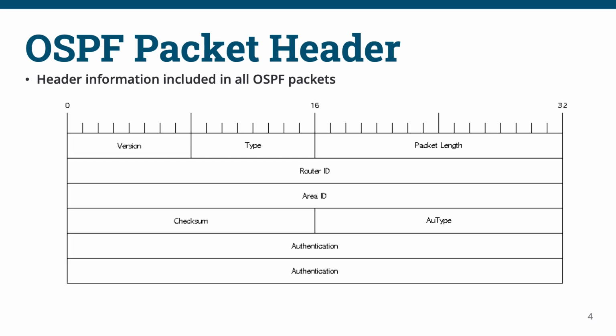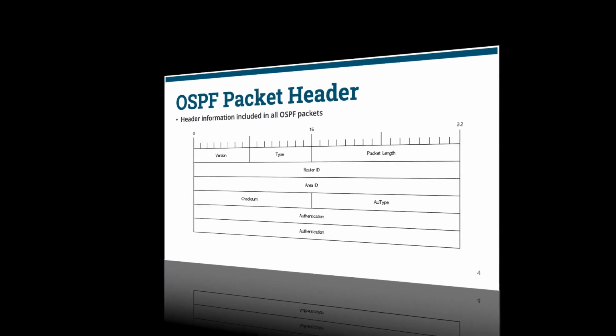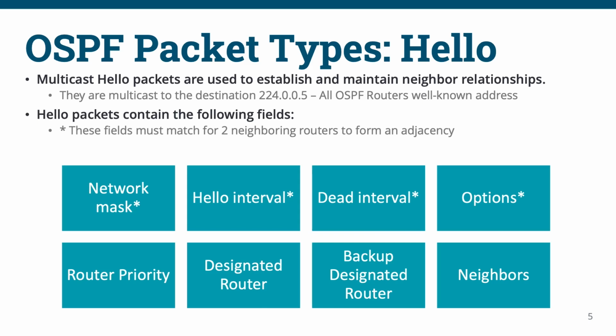Next, let's take a look at the OSPF hello packet. The OSPF hello packet is the initial and primary packet used by OSPF to establish and maintain neighbor relationships. These hello packets are encapsulated in multicast IP packets. They have a destination multicast IP address of 224.0.0.5, which is the reserved, well-known multicast address for all OSPF-speaking routers.